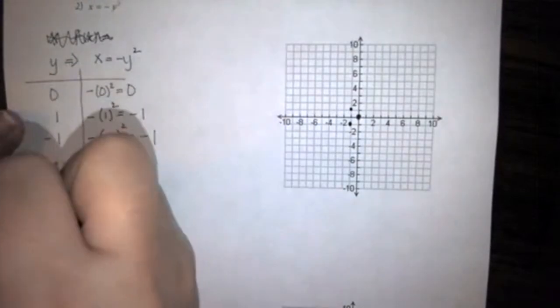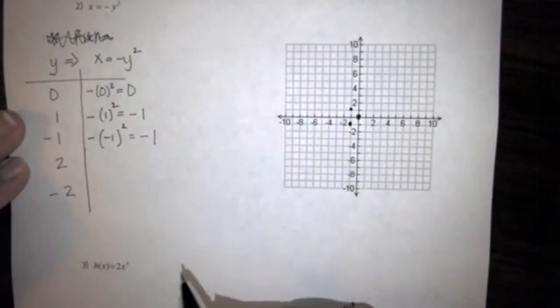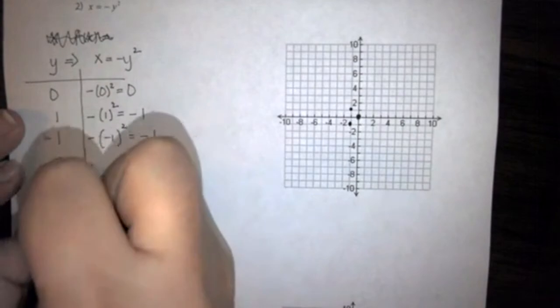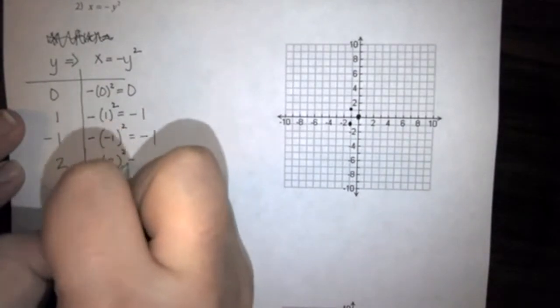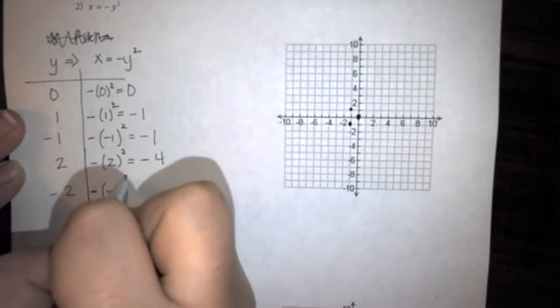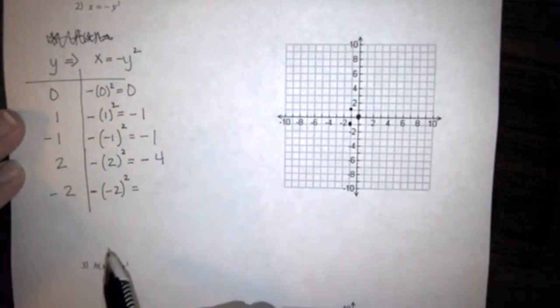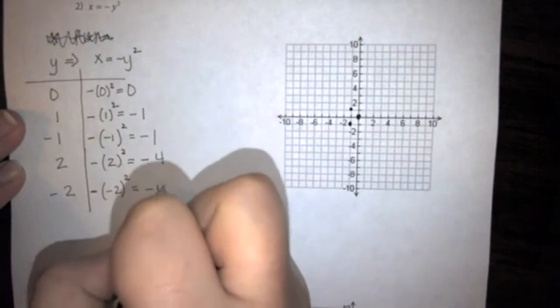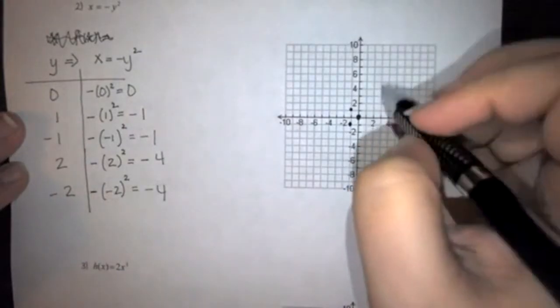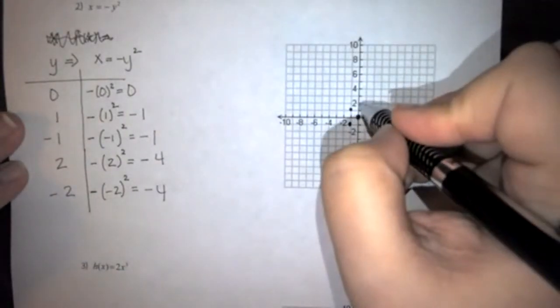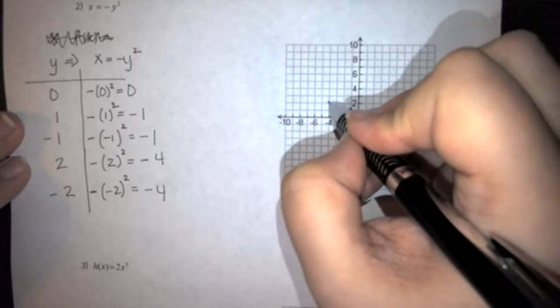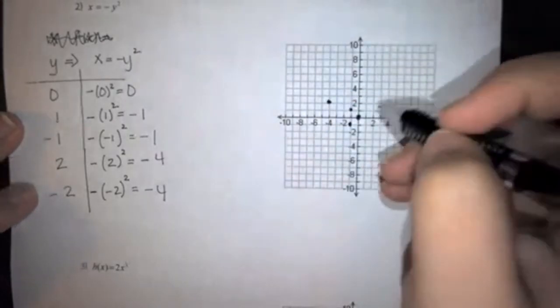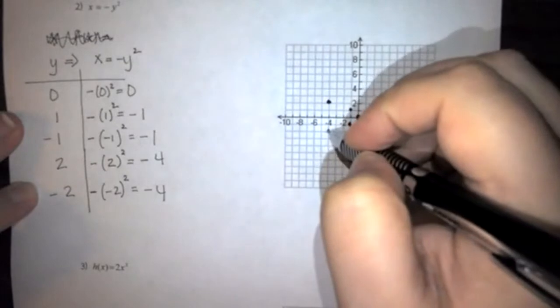Now I'm going to do just a couple more, 2 more points to be exact. I'm going to do 2 and negative 2 so we can really see the change. So we have negative of 2 squared. Well, 2 squared is 4. Apply the negative, gives you a negative 4. And then negative of a negative 2 squared. Again, negative 2 squared is positive 4. Apply the negative, you get a negative 4. So here, when y was 2, x is negative 4. 1, 2, 3, 4. And when y is negative 2, we're at negative 4.